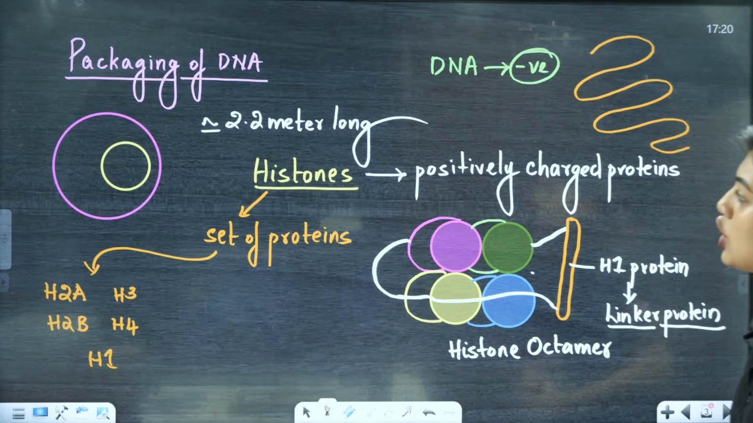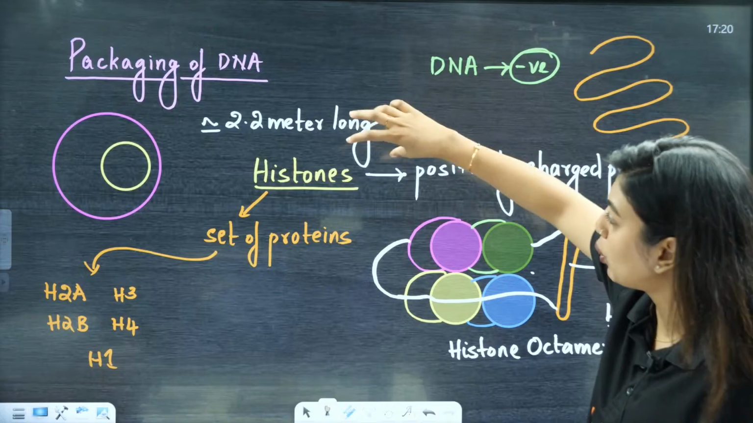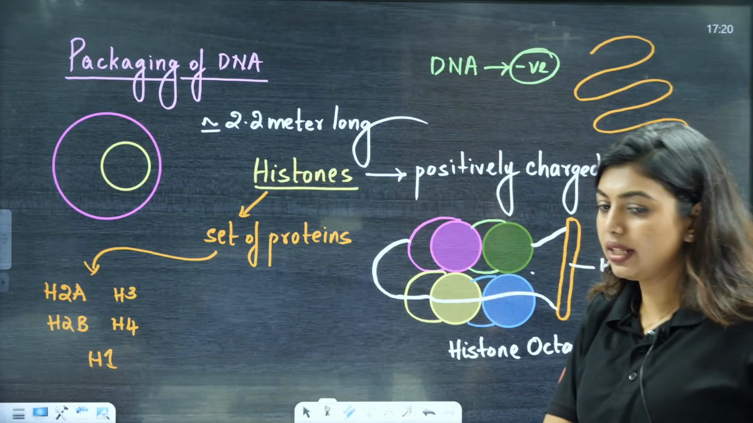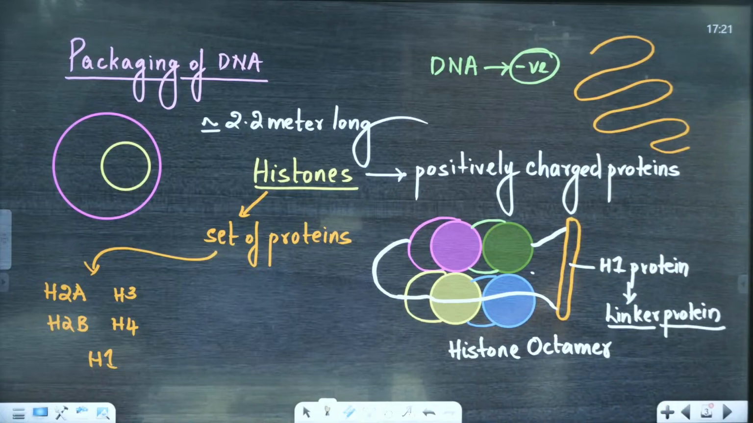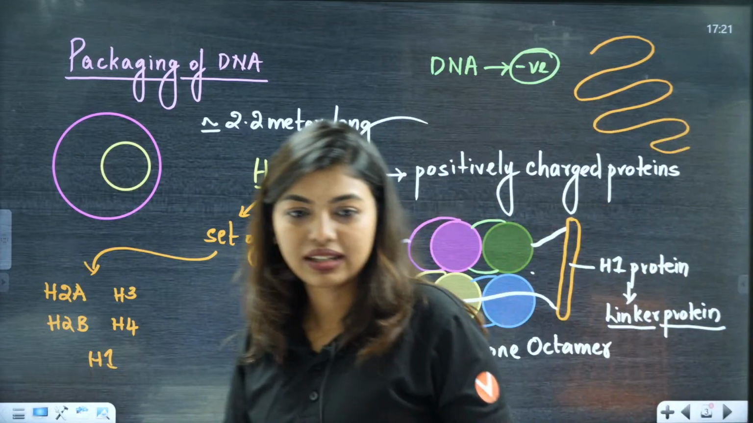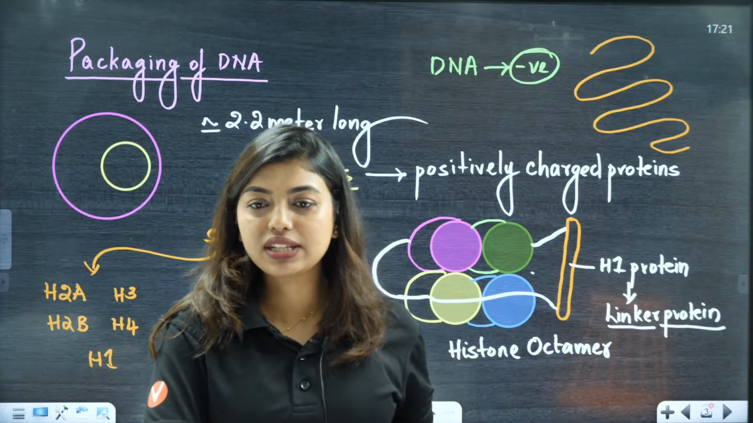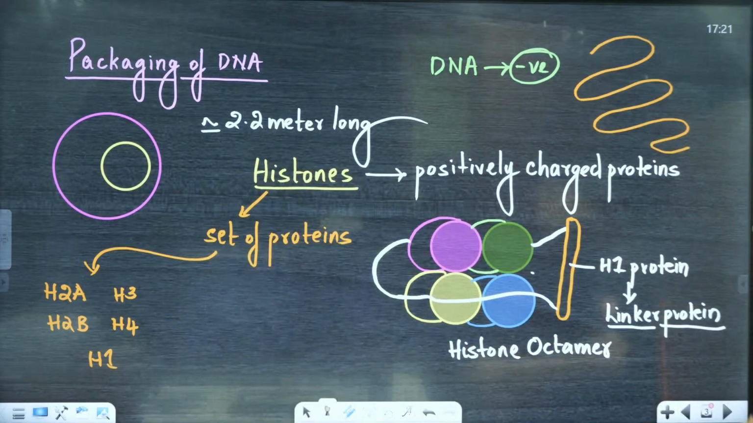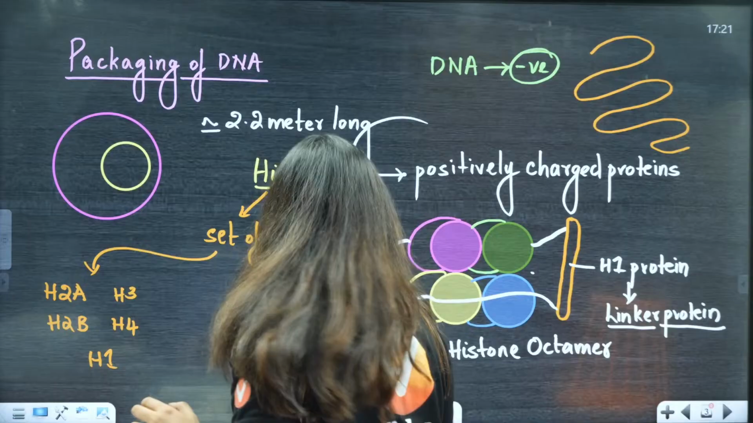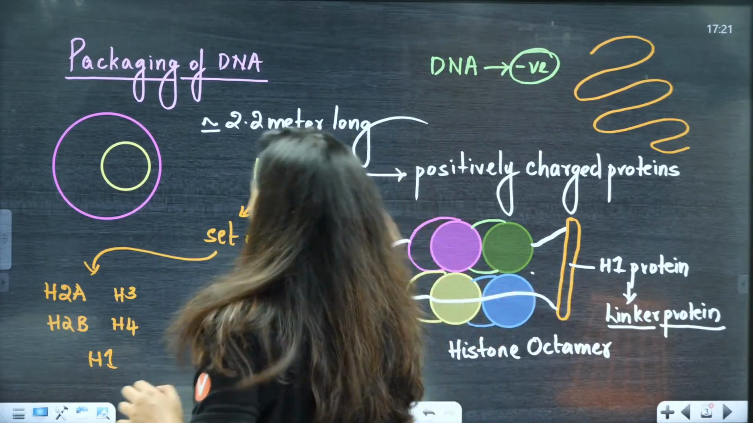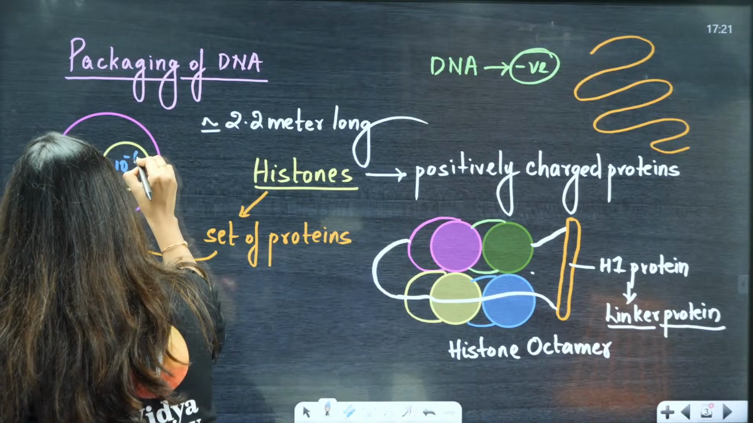Done? Awesome. Okay. So, packaging of DNA, 2.2 meter long DNA. Okay, so here what is going to happen, students? Here we have packaging of DNA. So 2.2 meter long DNA. Now one cell nucleus which is around 10 to the power minus 6.